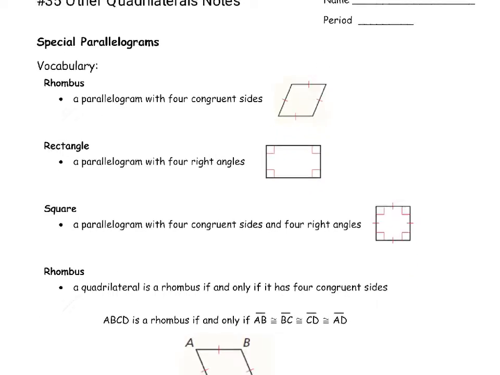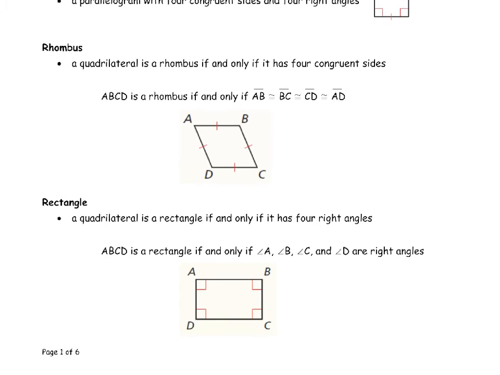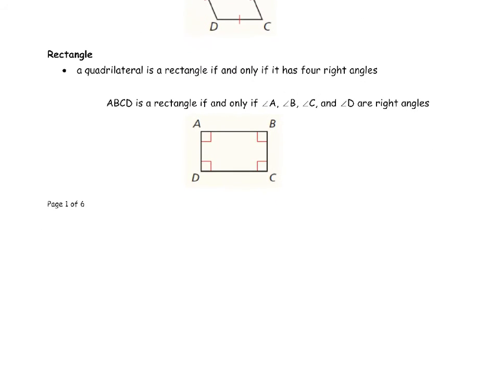Okay, so let's look at some of the characteristics of each. A rhombus is a quadrilateral if and only if it has four congruent sides. So ABCD is considered a rhombus if and only if AB is congruent to BC, which is congruent to CD, which is congruent to AD. A rectangle is a quadrilateral if and only if it has four right angles. So this ABCD is a rectangle if angle A, angle B, angle C, and angle D are all right angles, which means that they have measurements of 90 degrees.